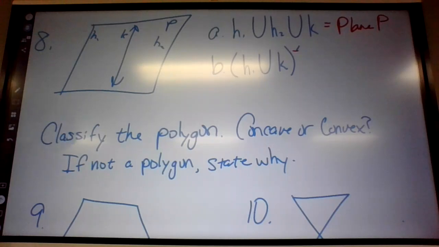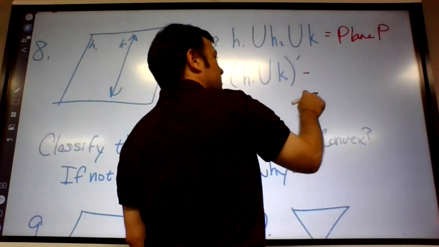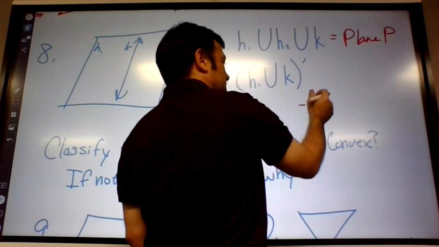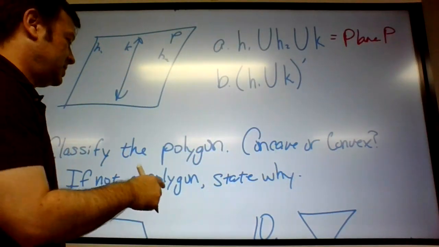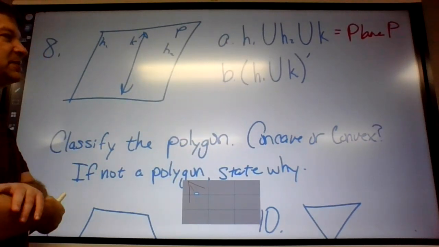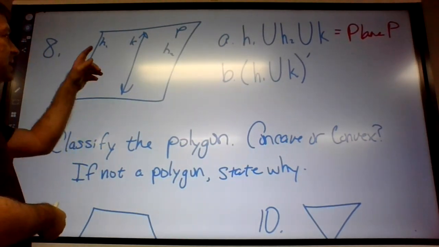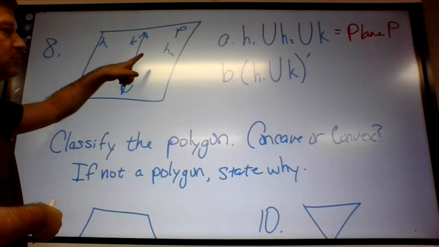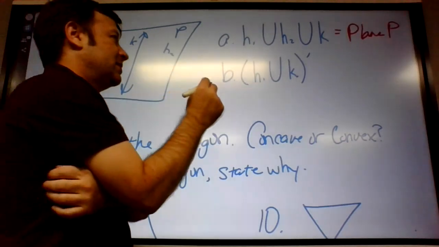Miranda, do you remember what this little symbol right here means? It's the complement, but more importantly, what does complement mean? It means what's not in that. So if you got half plane H1 and line K, what's the complement of that? What's not in those? Yeah, half plane H2. Okay.